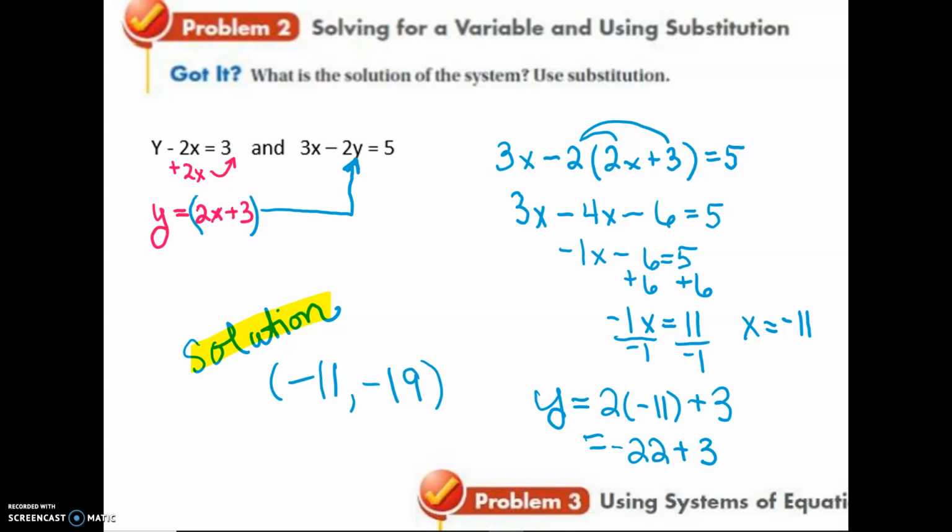Remember, that's only half the problem. We still have to solve for y. I take my equation here that I had solved for y and plug in -11 for x in that equation. Then we end up with -22 plus 3, which ends up giving us -19. And we would write our solution as an ordered pair.